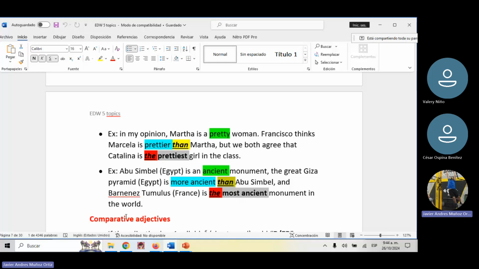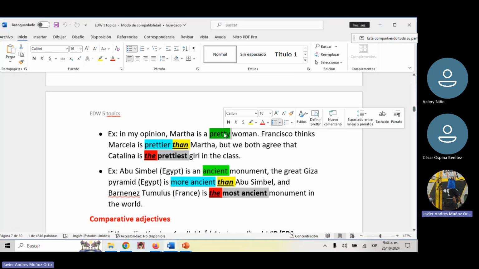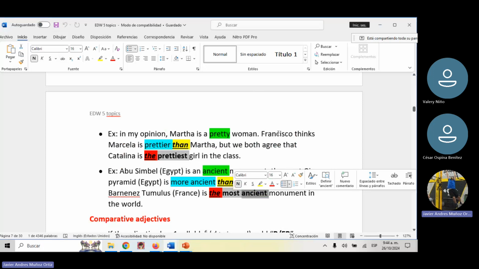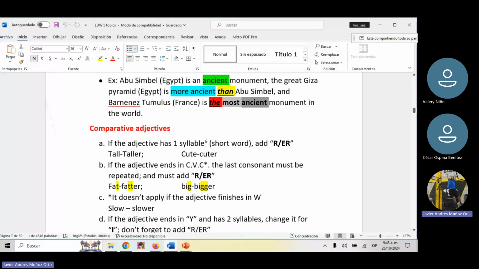So the question now is, how can we pass from the green word to the blue word, or from the green word to the gray word? How can we create the comparative adjective, and how can we create the superlative adjective? Right? This is the main question now, because we already know how this works. Why is this important? We already know why. Now let's go with how. Okay, so the rules are pretty similar. We have six rules to take into account.